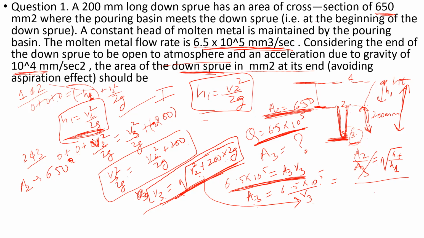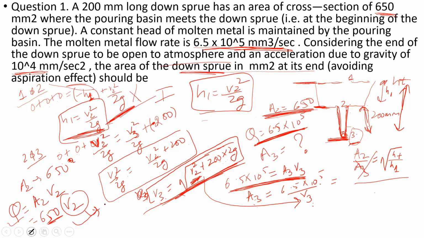So we can use the equation Q equal to A2 V2. A2 we already know is 650. V2 we have to find out, and Q we already know. So we can find V2 from here. And V2 we can substitute here, so V3 we will get, and we will get the answer. So this way we can find it out. So no need of using this equation. Sorry for that, this equation is redundant. You can directly use this equation. Okay.